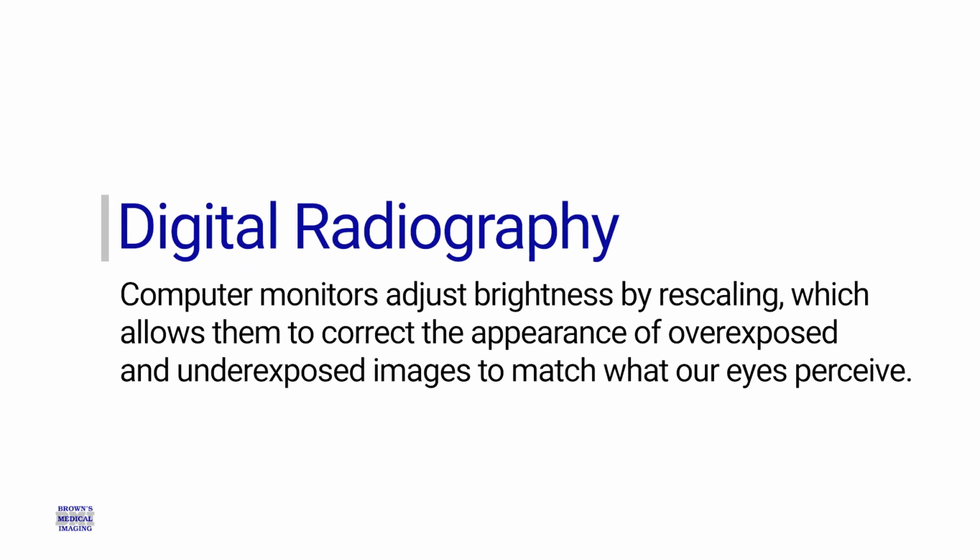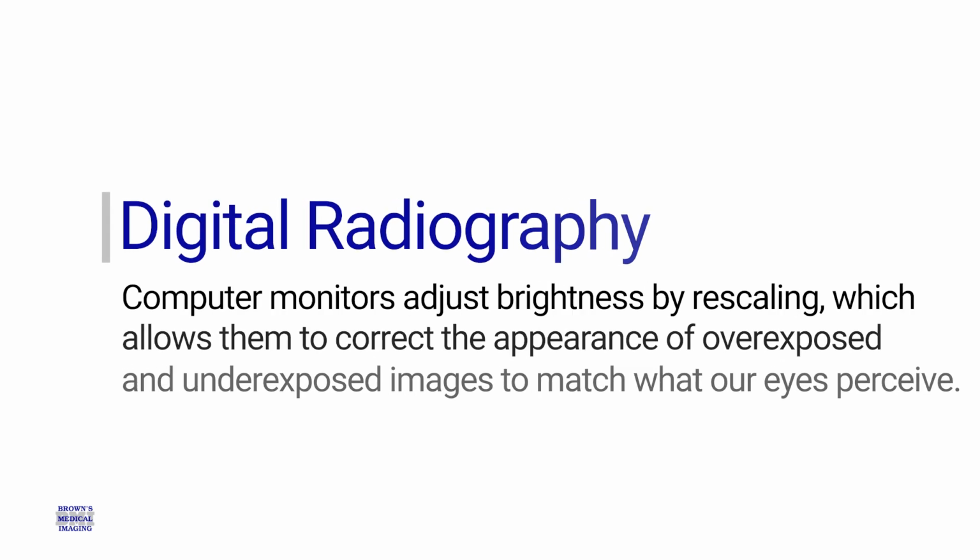Now with our computer technology, the computer controls image brightness through rescaling. So whether we over or underexpose, our image brightness is always going to be adequate. It will always look fine to our eyes. So we have to look at the deviation index. Again, it's +3 to -3.